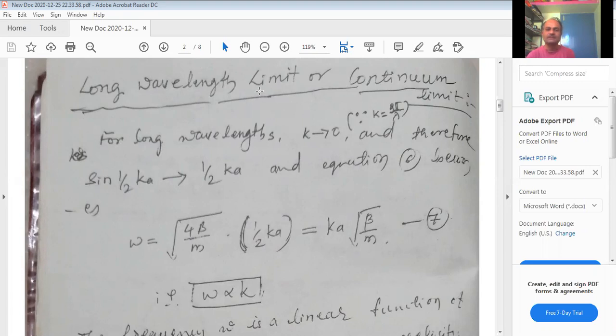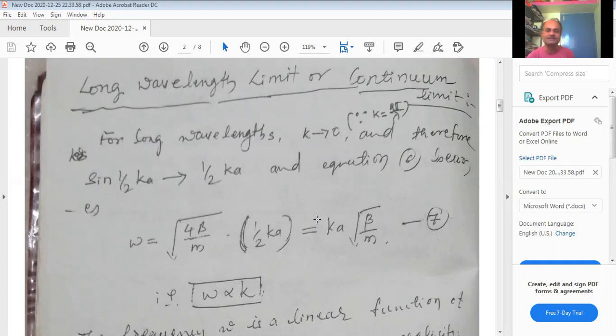I am continuing this long wavelength limit, the second case of this monatomic lattice. For longer wavelengths, k tends to 0 because k is equal to 2 pi by lambda. As lambda increases, k decreases. So that is why k tends to 0. And sin of half ka becomes half ka because this half ka is a very small quantity. When theta is small, sin theta can be written as theta. So that concept is used here.